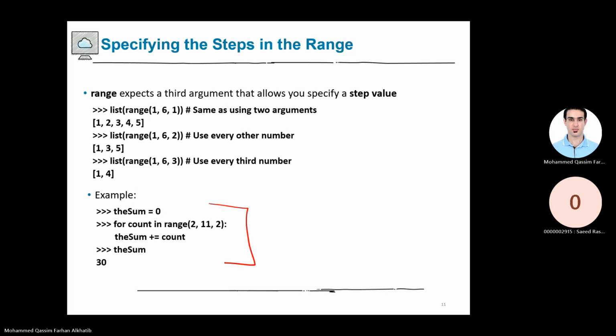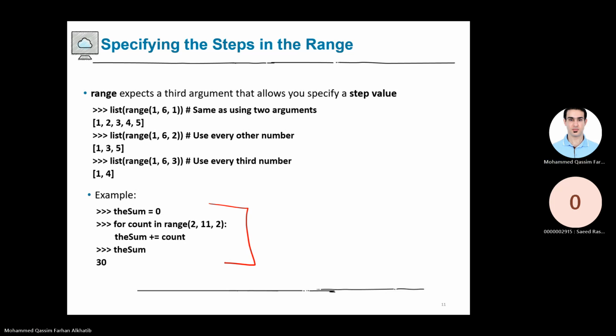Why? I have step size equal 2. I'm starting from 2 and I'm stopping at 11. 11 is not counted, so I'll stop at 10. 2, 4, 6, 8, 10. Is there a name for these numbers? You are adding even numbers between 2 and 11. That's a summation of even numbers between 2 and 11.